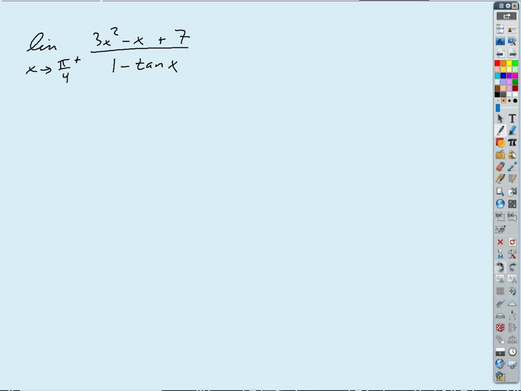On the top, what am I getting? Positive, it's got to be positive because that 7 is big, right? Pi fourths is something slightly less than 1, 3.14 divided by 4. So 3 times something slightly less than 1 squared is slightly less than 3, minus something slightly less than 1. It doesn't matter, the 7 is going to outweigh it. So on the top, everybody agree, we don't care what it is.